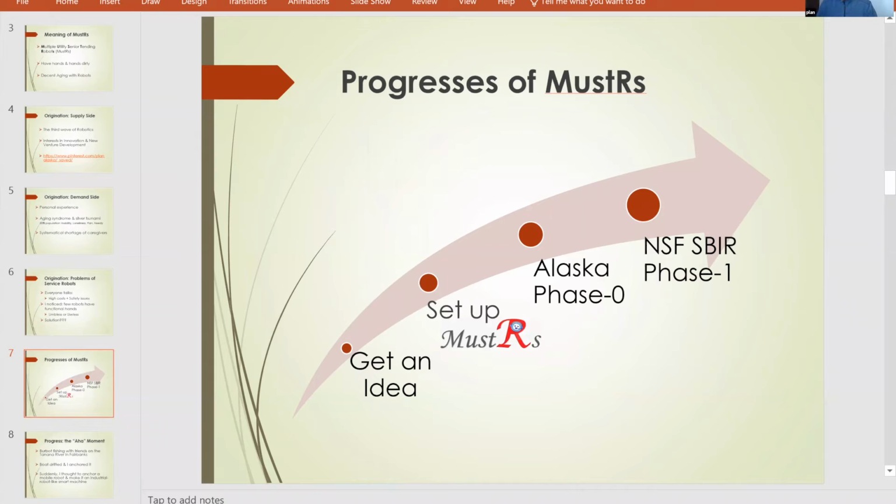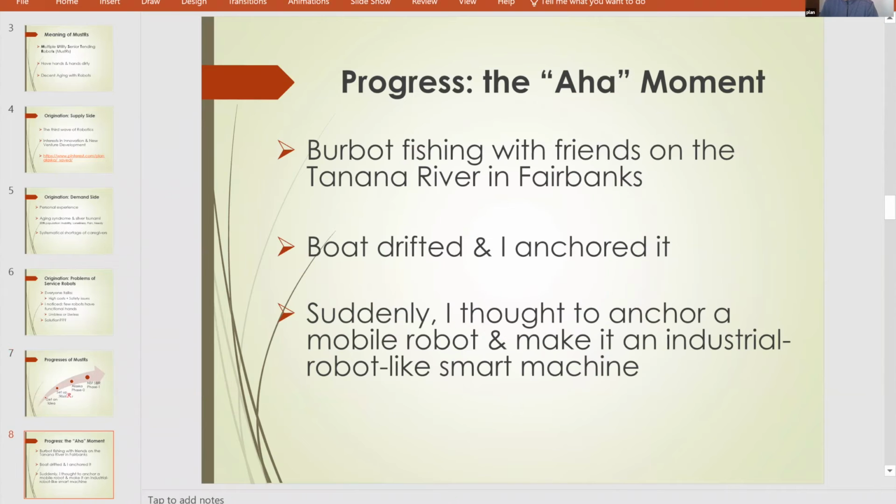Okay, so now, how did we start this business, MustRs? I want to go through four stages. First, how we got the idea. Second, we set up MustRs, the company. Third, we got some funding from the Alaska Small Business Development Center. Fourth, we are currently working on National Science Foundation funding, trying to get more money to develop this. So those are the four stages, and I will briefly go through them.